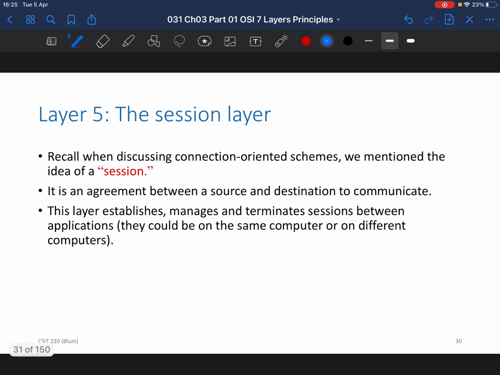Layer 5 is known as the session layer. Recall that when discussing the connection-oriented scheme, we mentioned the idea of a session. It is an agreement between a source and destination to communicate. The session layer, layer number 5, establishes, manages, and terminates sessions between applications. They could be on the same computer or on different computers. So that is the session layer.